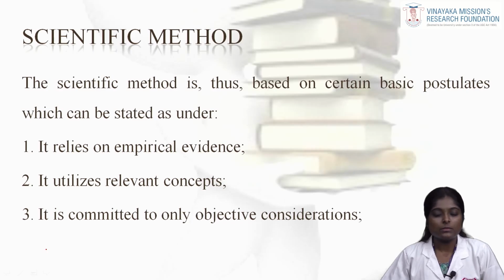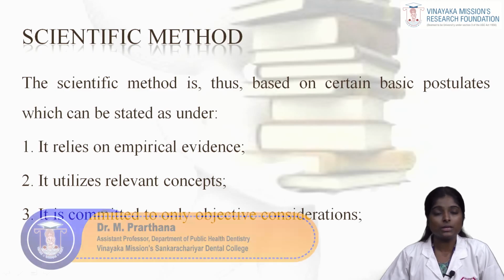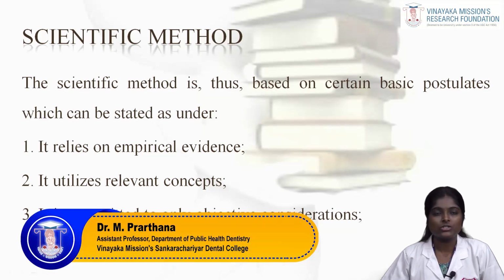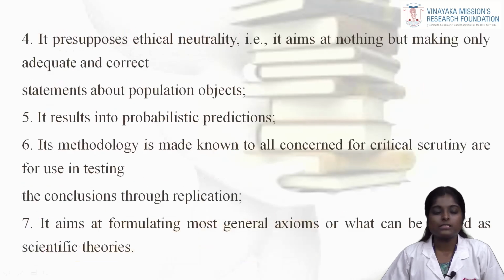So scientific method, based on certain basic postulates, can be stated as follows: it relies on empirical evidence, which is nothing but we need scientific evidence, and it utilizes relevant concepts, and it is committed to only objective consideration. Objective in the sense it should not be subjective or perceived, it should be with the evidence. It presupposes ethical neutrality, that is it aims at nothing but making only adequate and correct statements. So it should always be ethical, and it results in probabilistic predictions.